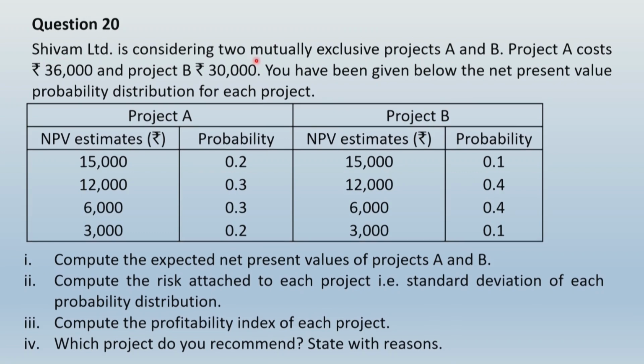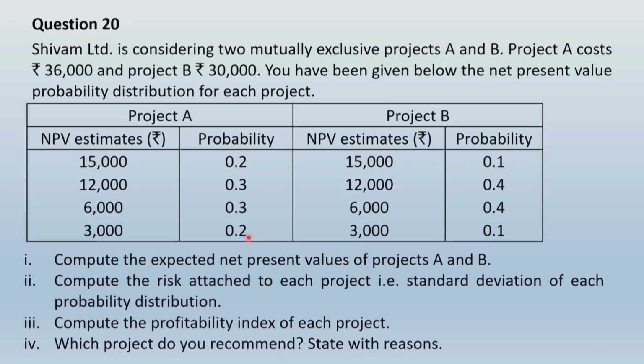Shivam Limited is considering 2 mutually exclusive projects A and B. Project A costs 36,000 and B costs you 30,000. You have been given below the net present value probability distribution for each project. Now look at the different style of information. They have already given you NPV estimates along with probabilities. Keep in mind one thing, these are not cash flow estimates, these are NPV estimates directly.